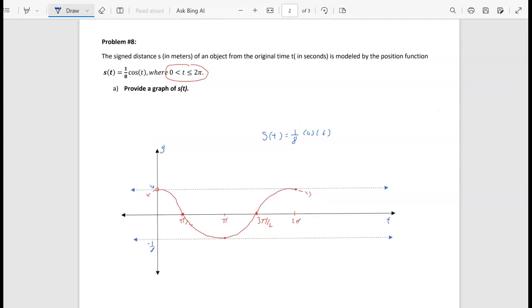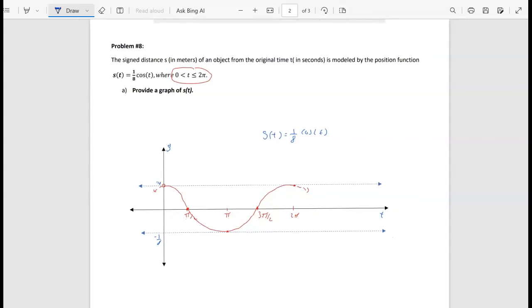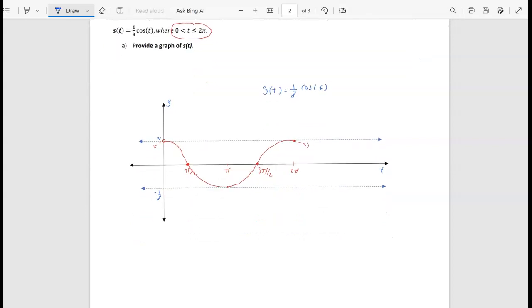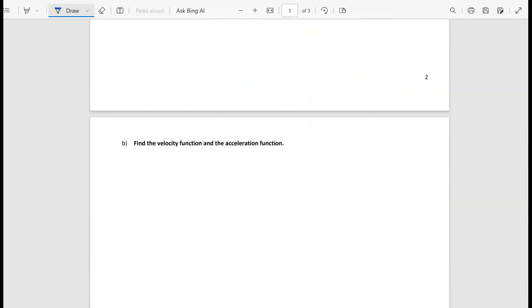Now, all they want on the first part is a basic sketch. For this one, it's not defined at 0 because t is greater than 0. After that, we have a continuous function, and then the last portion that we're putting is at 2 pi. That's it for the sketch. For the other parts of the problem, they're going to ask us to evaluate the velocity and the acceleration function.